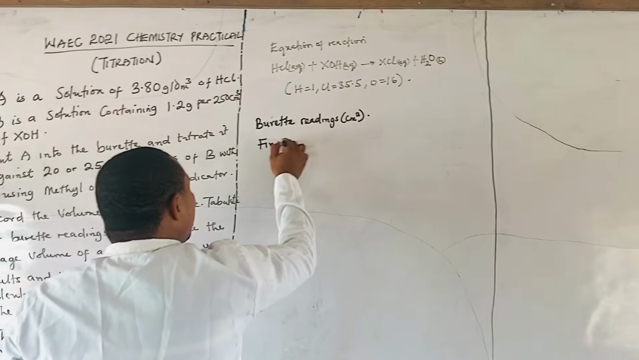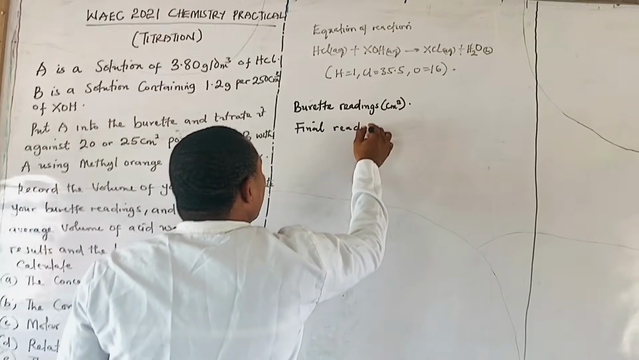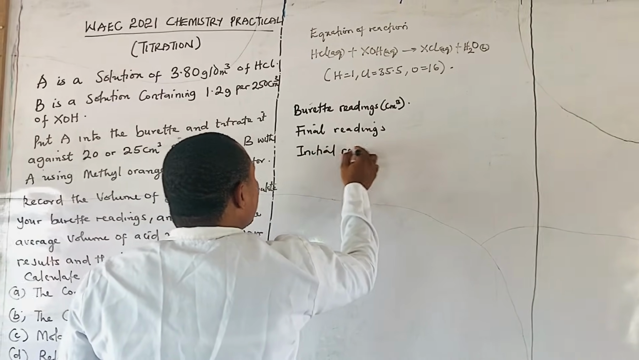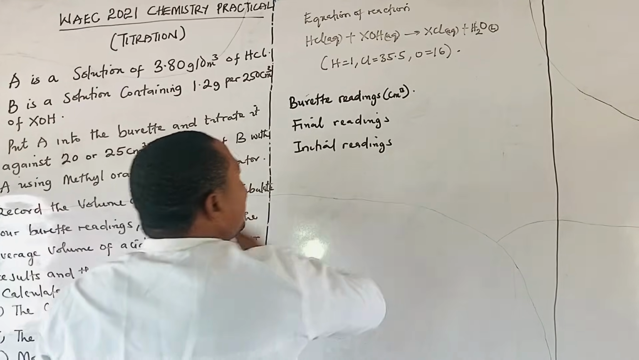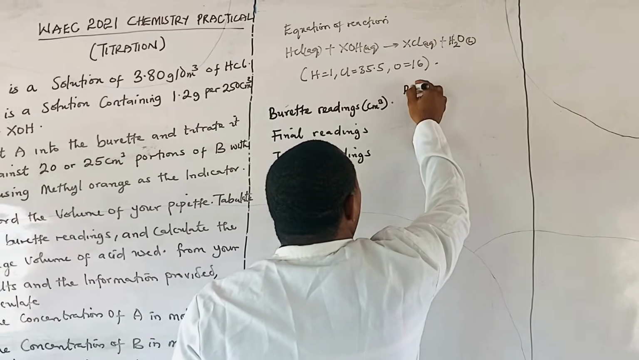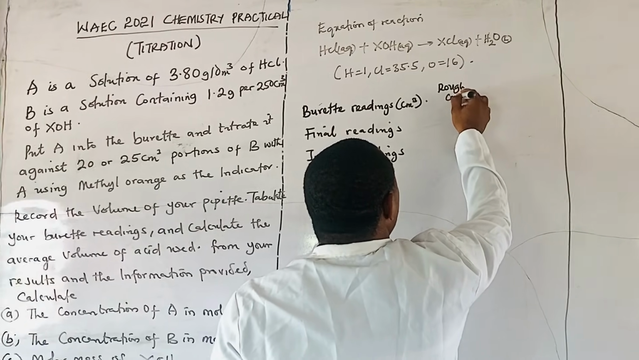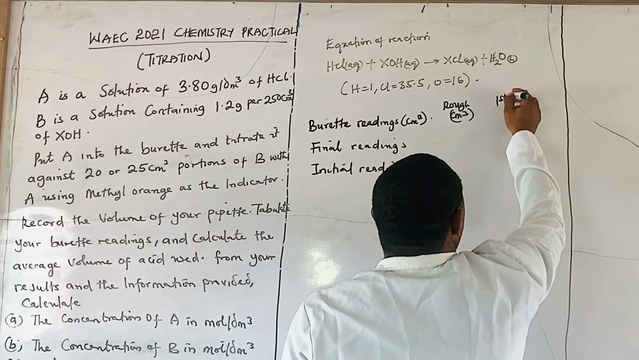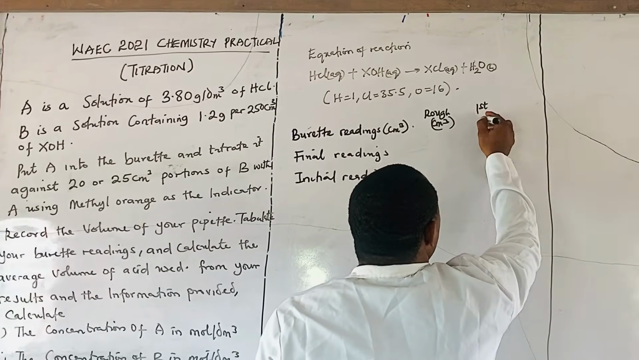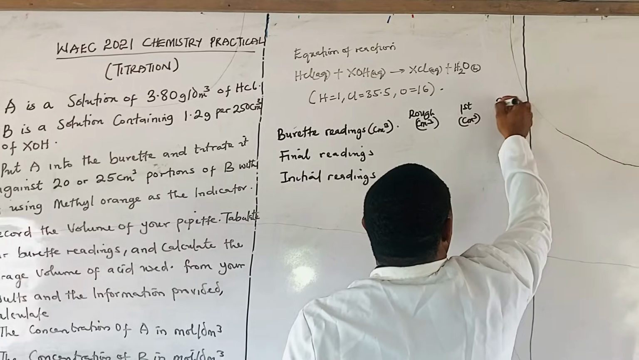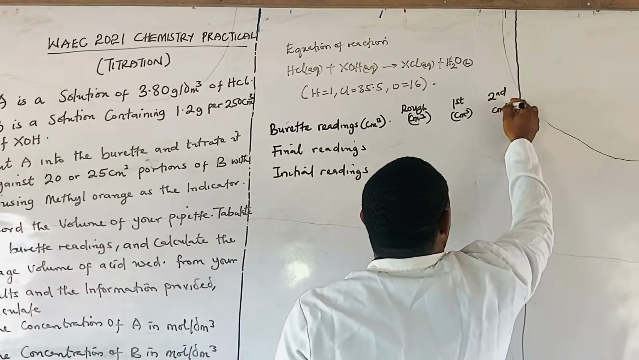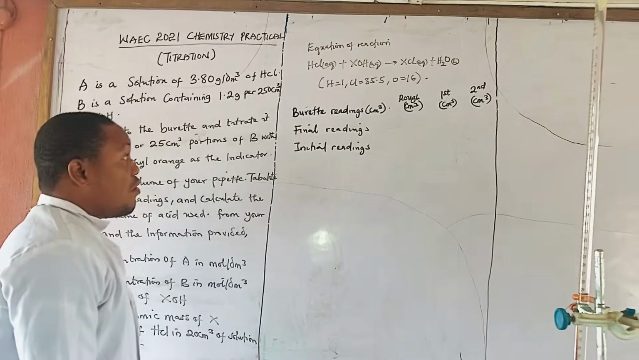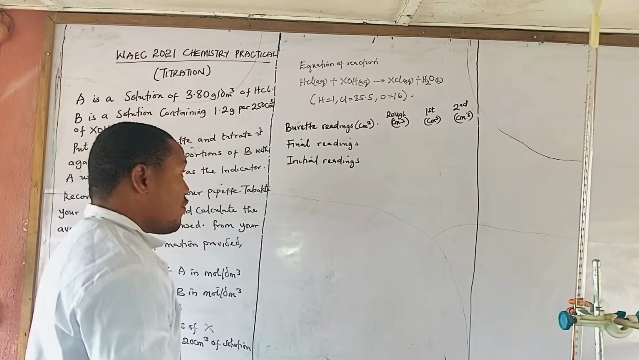We have our final readings, we have our initial readings. I hope you're following. So for this, we are going to have our rough titration in centimeter cube also. For the sake of this video, I'll be doing only three, which is one for rough, and two for first and second. You can actually do three in your centers if you are okay. You can do a minimum of three, maximum of four, plus your rough. You are fine with that.